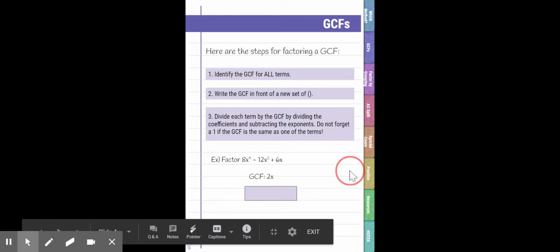And what I'm going to do with that is write it in front of the parentheses, and you actually don't have to write that middle step there. So I put a 2x here, and then to find out what's left, I'm going to go step by step. 8 divided by 2 is 4. If I had 4 x's and I took an x out, I have 3 x's left. Negative 12 divided by 2 is negative 6. I had 2 x's. I took 1 out, so I have 1 left. And then 6 divided by 2 is 3. I had 1 x and I took it out, so I just have a 3 there. Okay, so that's your GCFs.